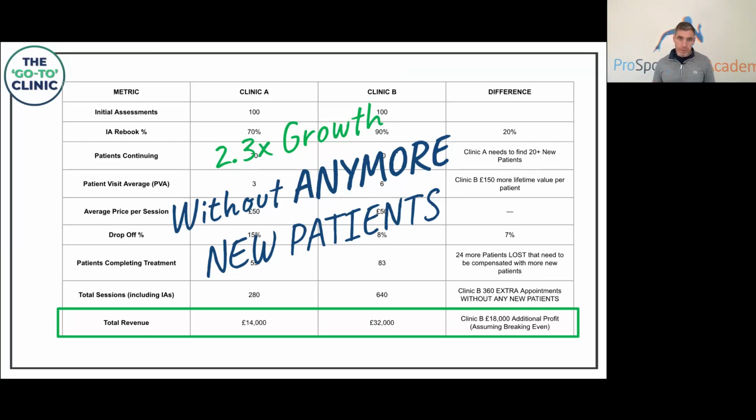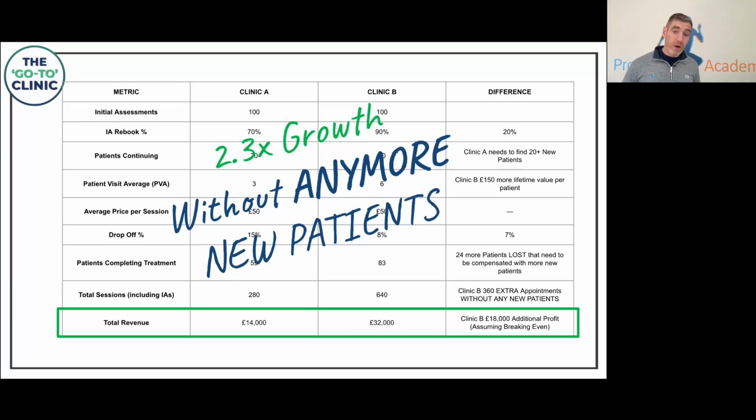Clinic B, per 100 patients, had an IA rebook rate hitting clinical standards of 90%. Patient visit average has gone up to 6 with a drop-off rate of 8%. They've generated £32,000 per 100 patients compared to Clinic A's £14,000. So they've generated an additional £18,000 per 100 patients.